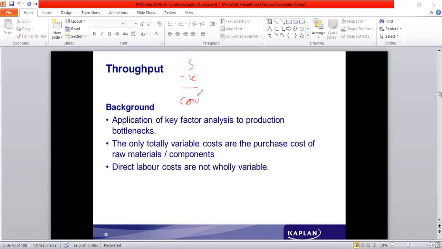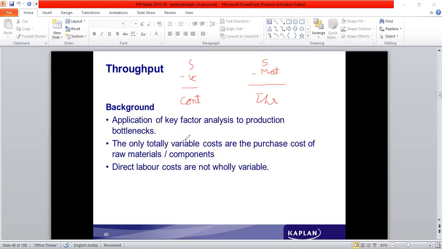But throughput modifies this particular thing. That is sales or the selling price minus just the material cost. When material cost is deducted, this is considered as contribution. So we have this term as throughput contribution rather than contribution. So this will be called throughput. That's the only difference we see here. So this is throughput contribution.